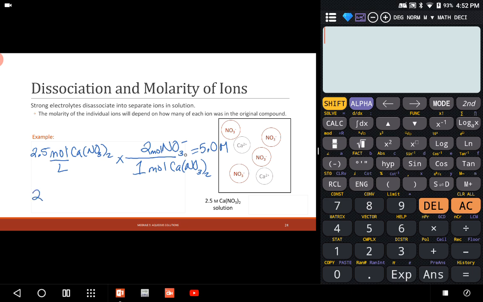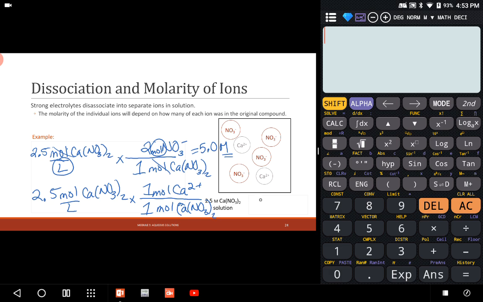And so I can do the same thing. You see that the moles cancels out, but then I'm left with moles per liter. And so my final unit is still molarity. If I do the same for the calcium ion, then my coefficient is just 1. So my molarity of calcium ion will be the same as my molarity of the whole compound. And that was for the nitrate.